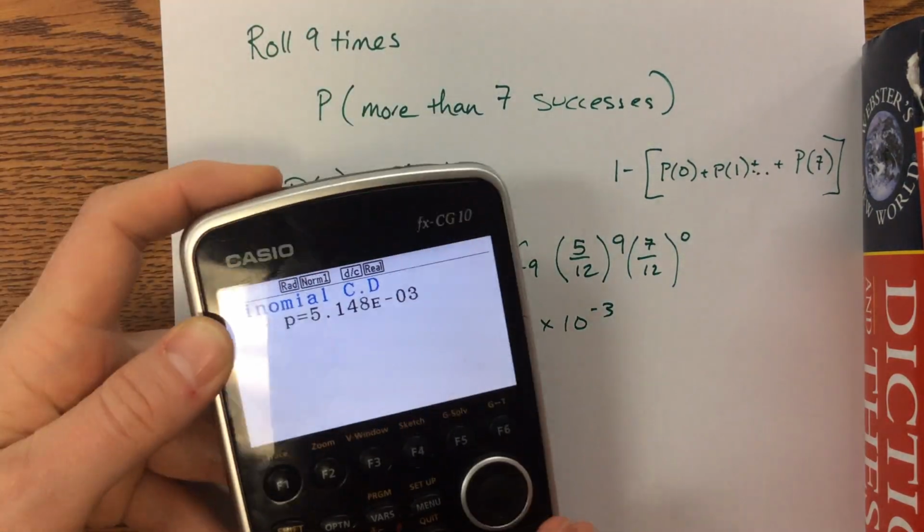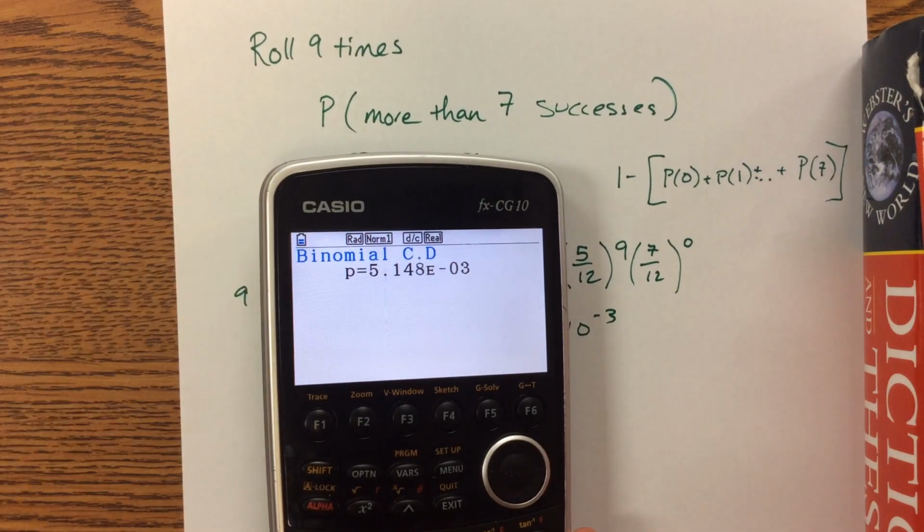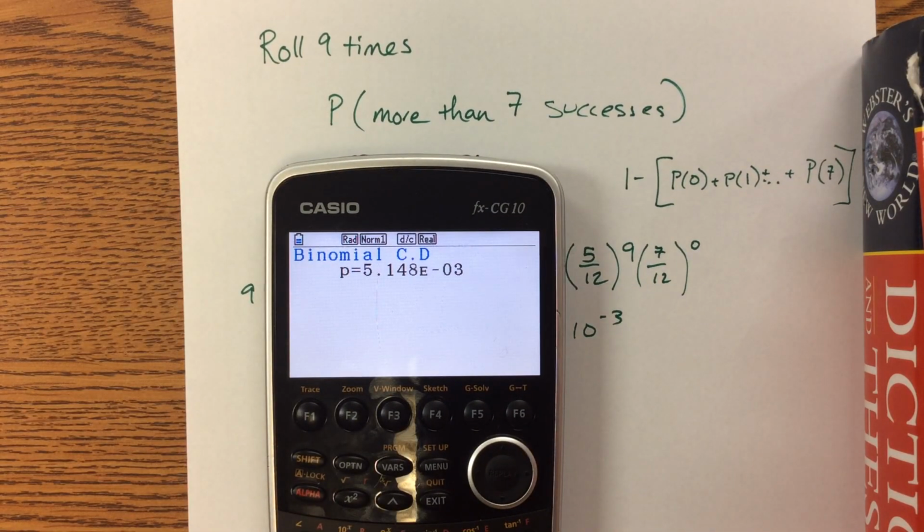And that's what we're going to work with on those. So there's some problems to practice, so good luck with that. Enjoy.